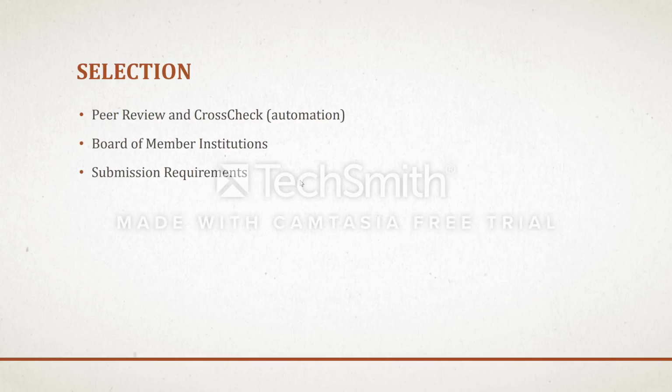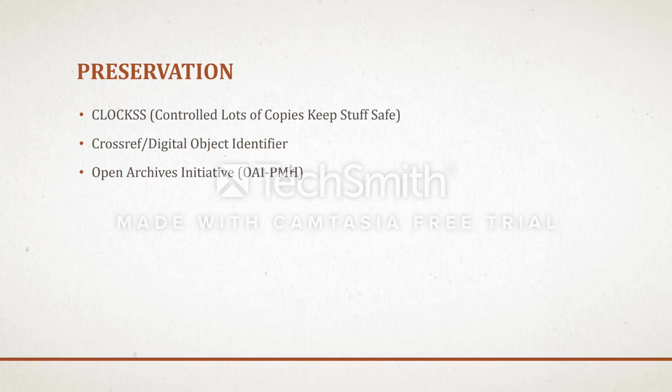Alright, so after we look at selection, we want to go into preservation. This is all about 3 different tools that they use. These are all tools that are not created by the Open Library of the Humanities. There's one that they use to help them get their stuff done. The first one is Clocks.